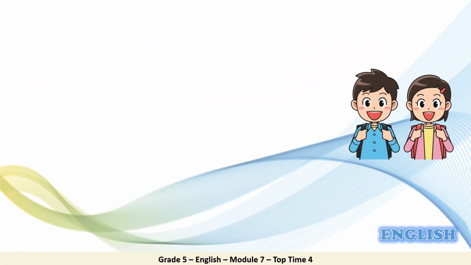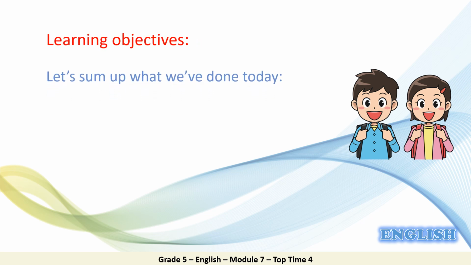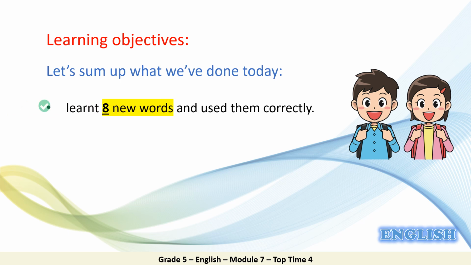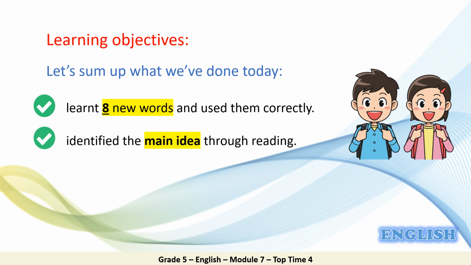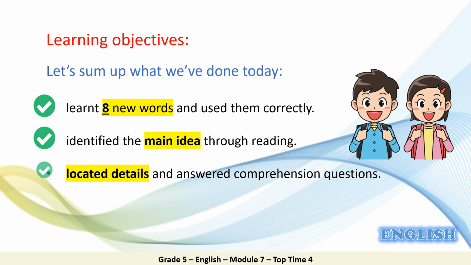Good job, my dear students. We have reached the end of our lesson for today. Let's take a look at what we have done. Number 1, we learned 8 new words and used them correctly. Number 2, we identified the main idea through reading. Number 3, we located details and answered comprehension questions.